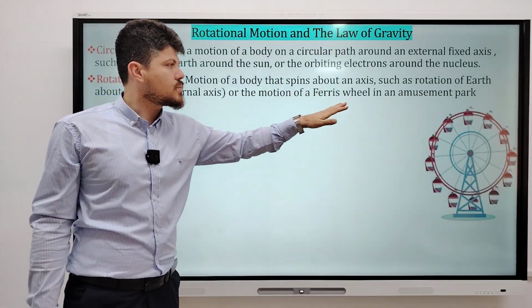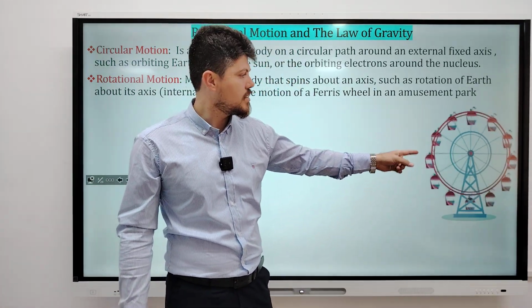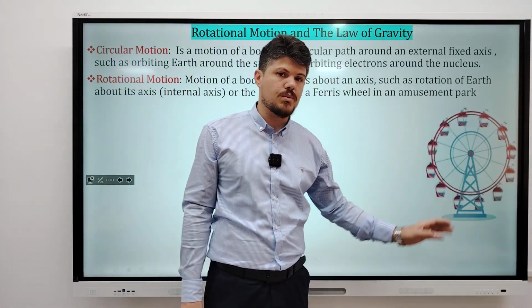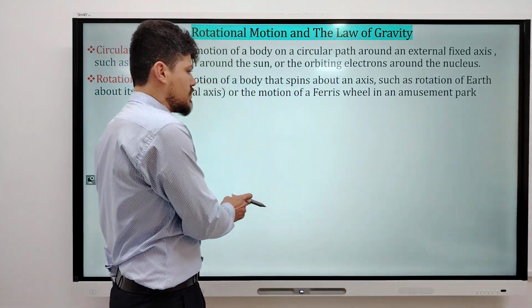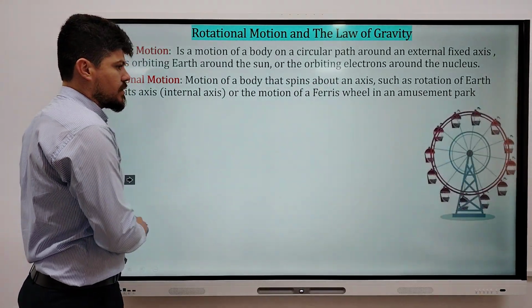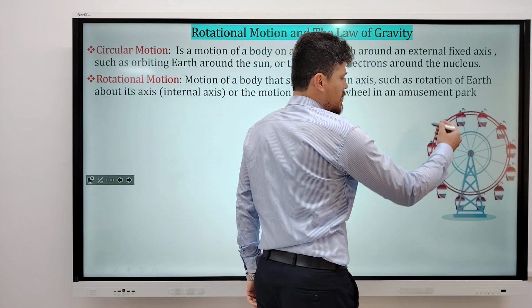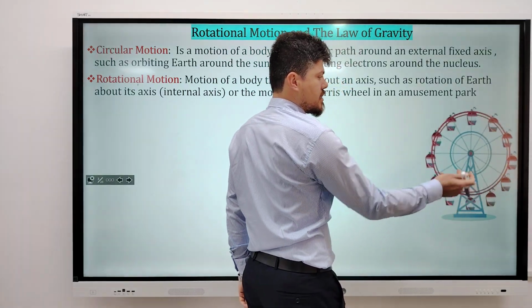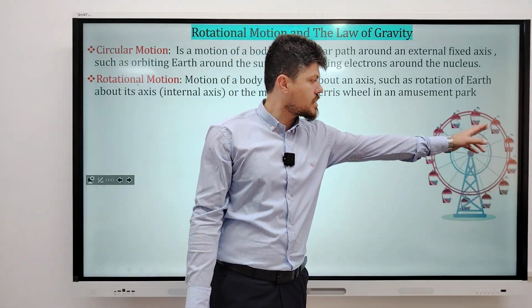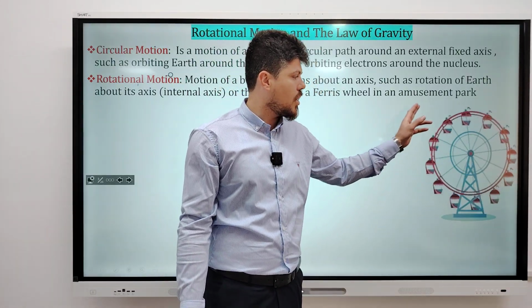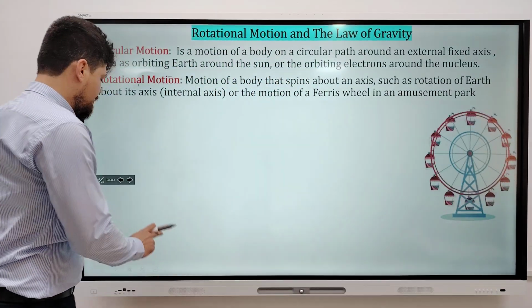Or the motion of the Ferris wheel in an amusement park. Look at this example. When this Ferris wheel is rotating, its position does not change. So what is the type of motion of the Ferris wheel? Its type is rotational motion. In this example, when the Ferris wheel is rotating, where is the axis? It is located internal to the object. So this is a spinning object rotating around its internal axis.